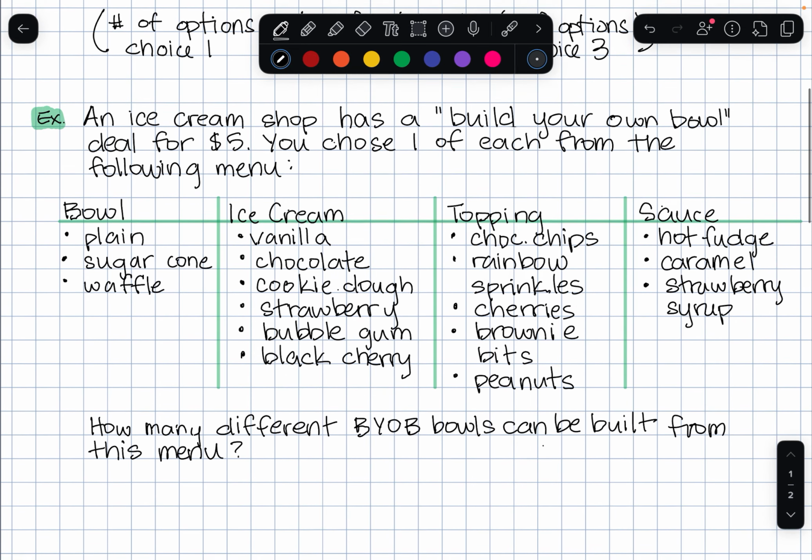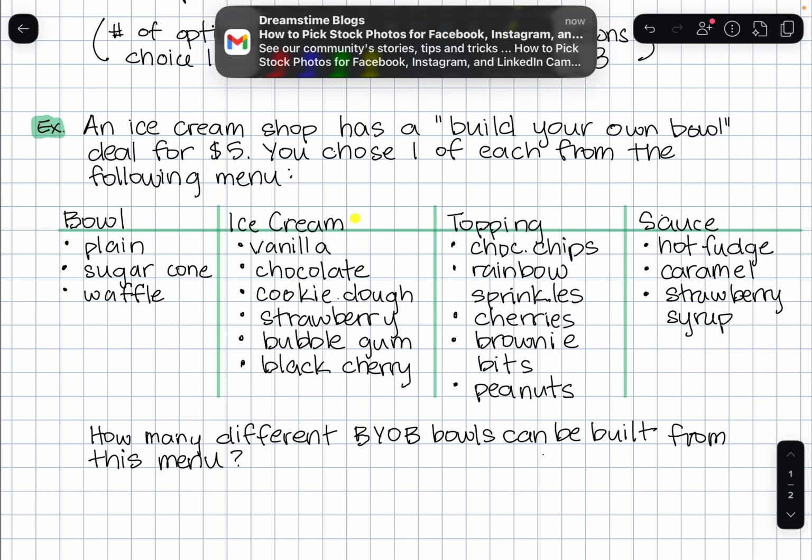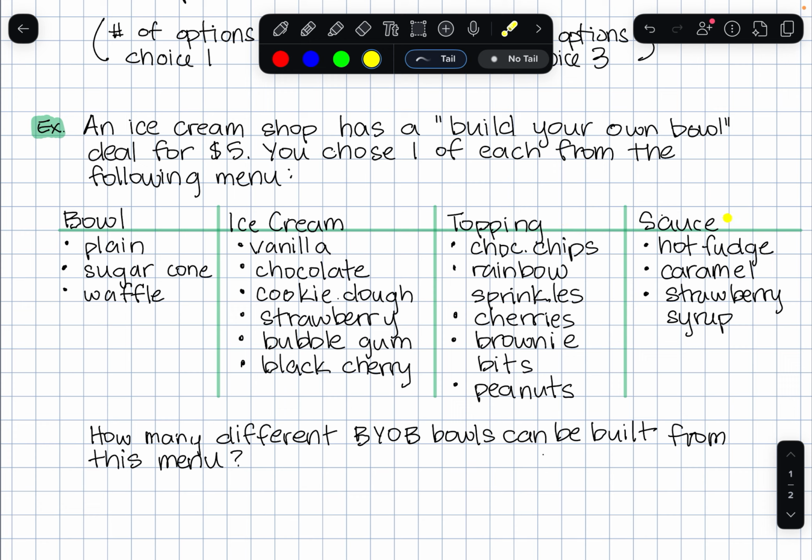So in this example, we have an ice cream shop that has a build your own bowl deal for $5. You choose one of each from the following menu. How many different build your own bowls can be built from this menu? And we see 4 choices that we're making. We're making a choice on the type of bowl, the flavor of ice cream, the toppings, and the sauce.